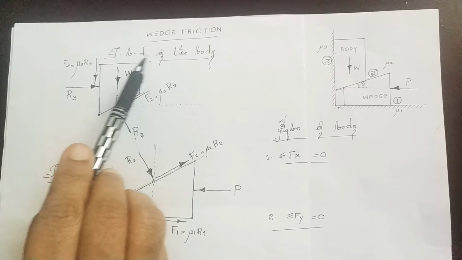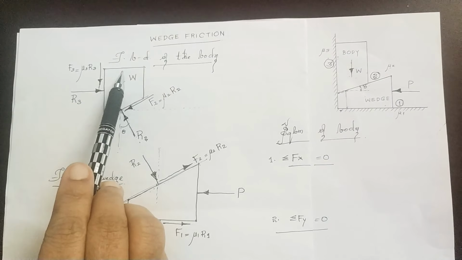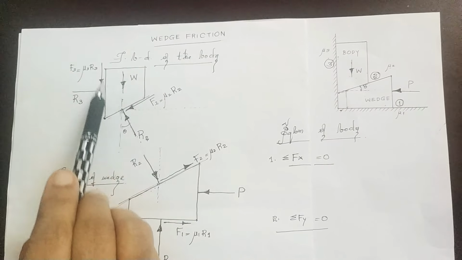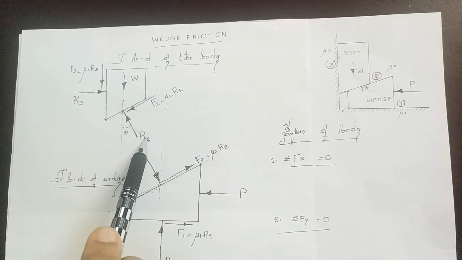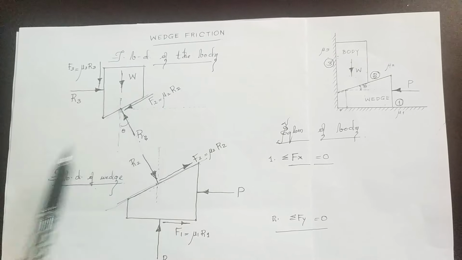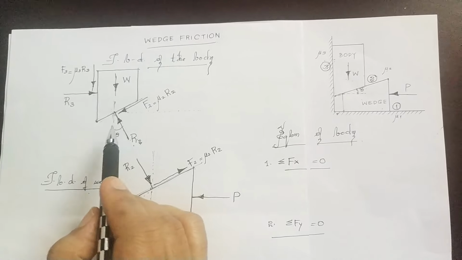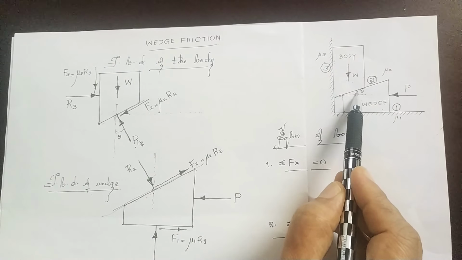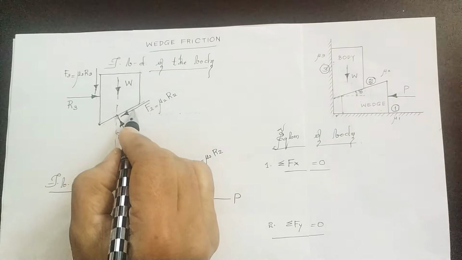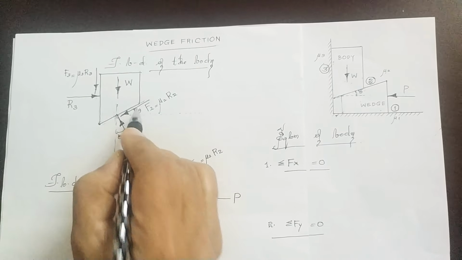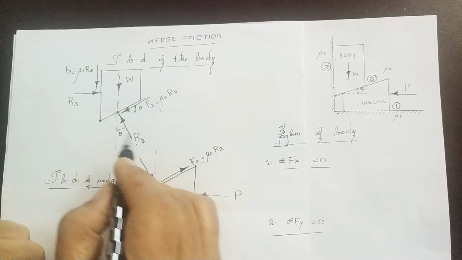Considering the equilibrium of the body, what are the vertical forces acting? W is a vertical force, mu3 R3 is a vertical force, and R3 is a horizontal force. But R2 and F2 have to be resolved in the horizontal and vertical directions. Since the angle of the wedge is theta, the vertical angle would also be theta, and obviously this would also be theta. Now simple resolution, simple math.